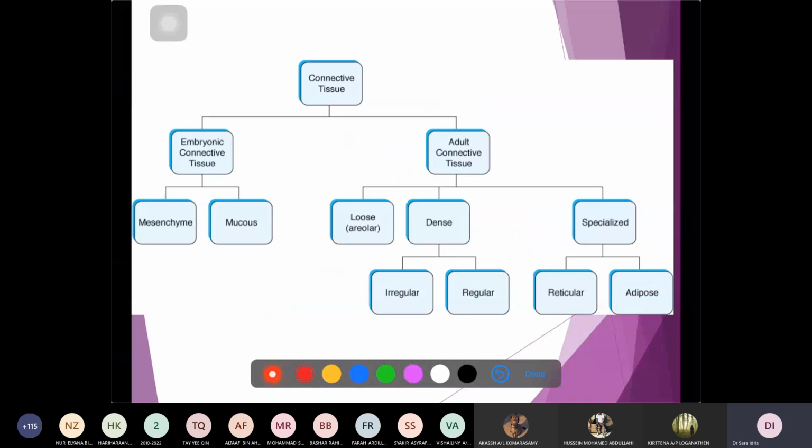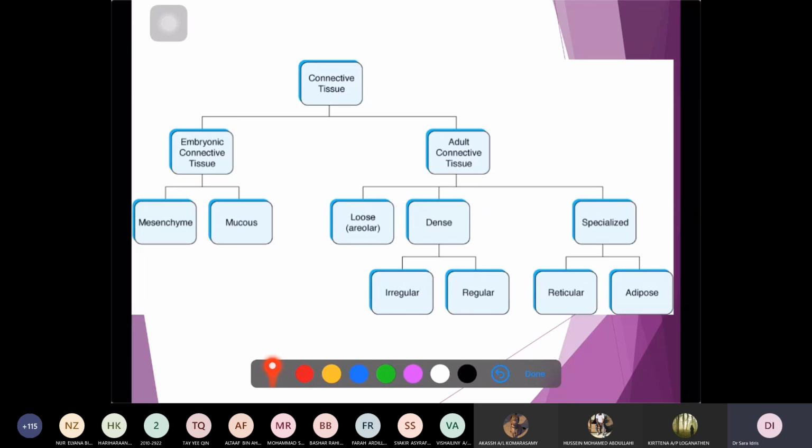So this is the classification that you can have. Connective tissue can be divided into embryonic connective tissue or adult connective tissue. Embryonic connective tissue will only occur during pregnancy. In the antenatal period, you have either mesenchyme connective tissue or mucous connective tissue. And in all of us, we find adult connective tissue. You have loose and dense, and dense can be divided into dense irregular or dense regular. And you have specialized connective tissue: reticular, adipose, bone tissue, and cartilages. So that's more of a specialized kind of connective tissue.